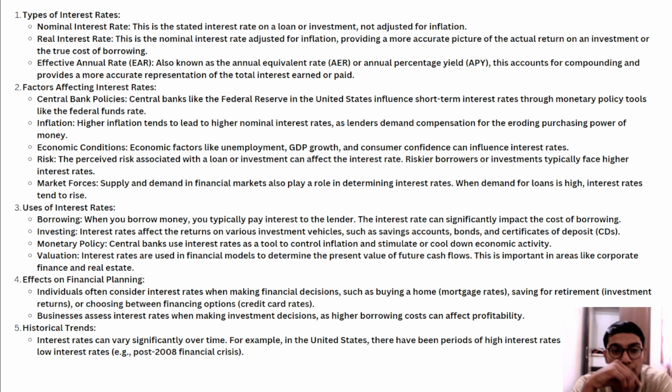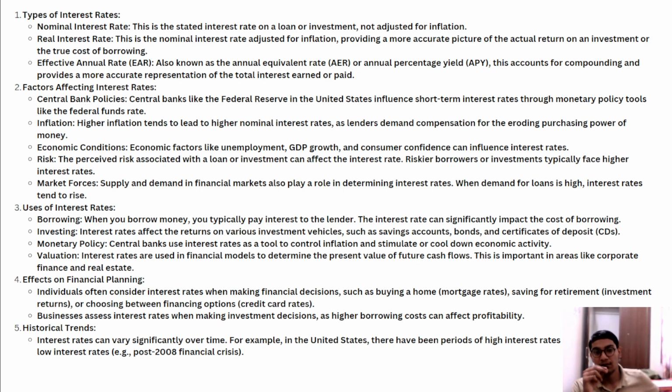Uses of interest rate. Borrowing. When you borrow money, you typically pay interest to the lender. Interest rate can significantly impact the cost of borrowing. Investing. Interest rates affect the return on various investment vehicles such as savings accounts, bonds, and certificates of deposit.